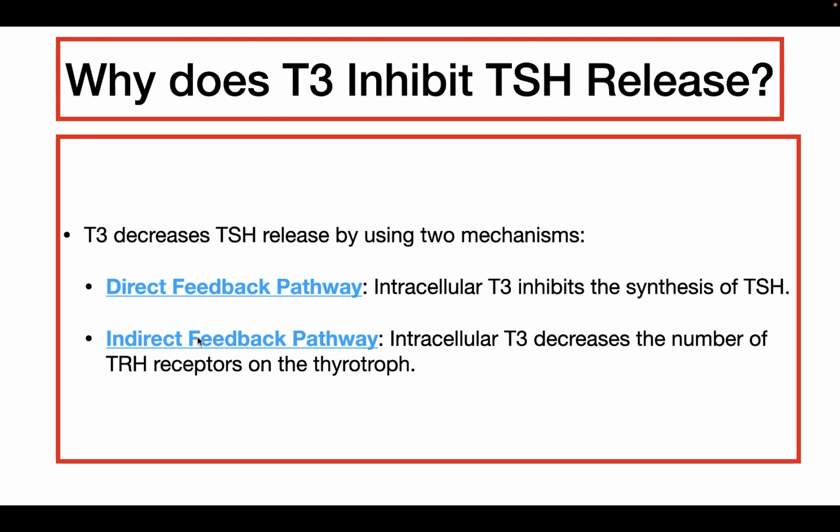In this pathway, T3 decreases the number of TRH receptors on the thyrotroph. So by decreasing the number of TRH receptors on the thyrotroph, the thyrotroph's sensitivity to TRH released by the hypothalamus is decreased. And if the sensitivity to TRH is decreased, the thyrotroph will not be releasing as much TSH as it could have if it had more receptors. This is because TRH stimulates the release of TSH. So if we decrease the number of receptors, we decrease the release of TSH by the thyrotroph. So these are two ways in which T3 decreases TSH release.